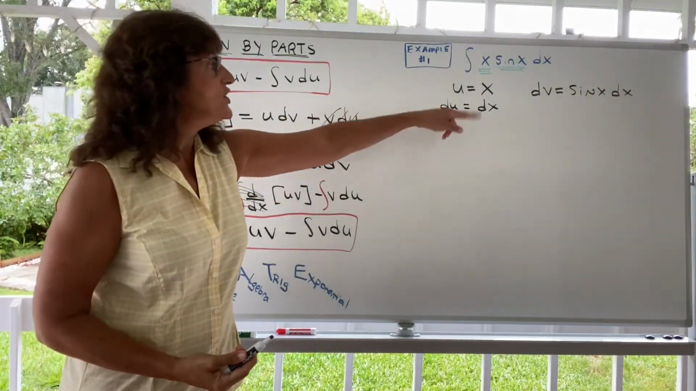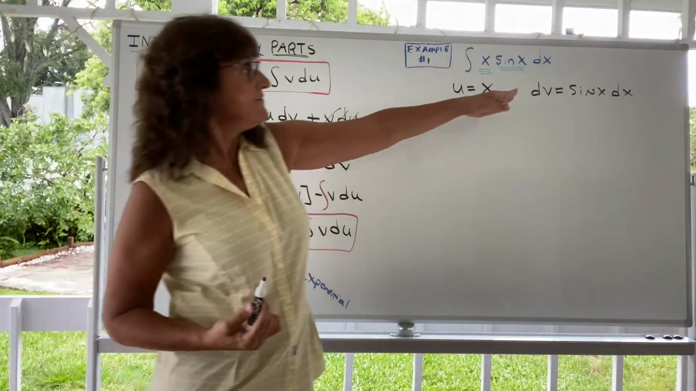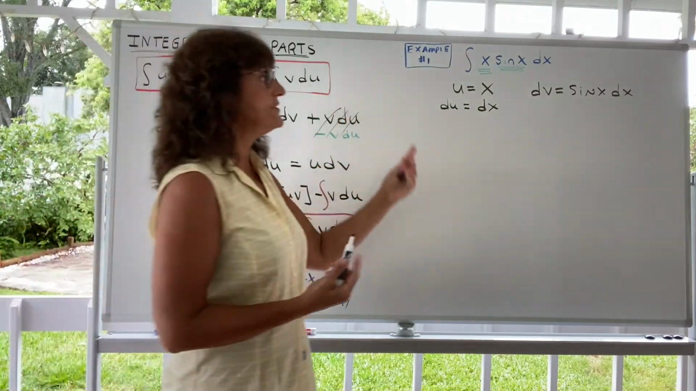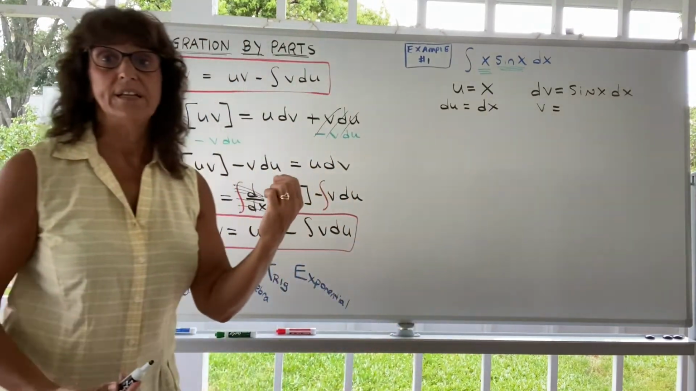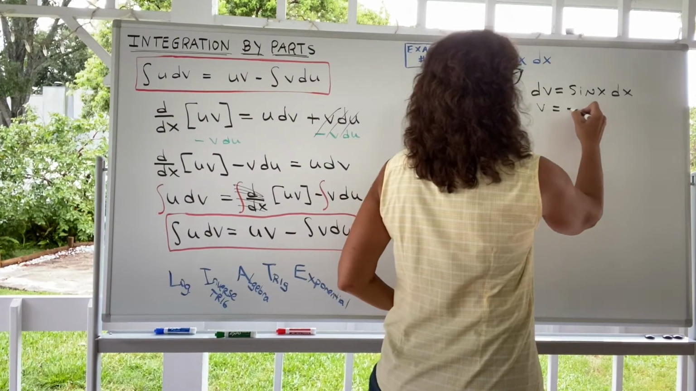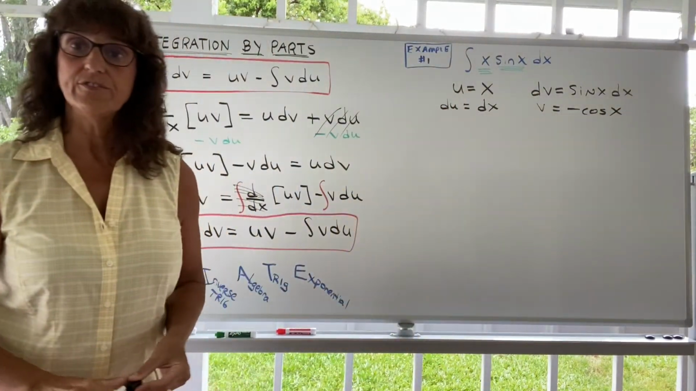So we've got du, and then you see we need v. We need to know what v is. We know what dv is. How do you go from dv to v? You integrate. So to get from dv to v, we're going to integrate. When you integrate the sine function, you're going to get negative cosine x. All right, so here are the pieces we need.